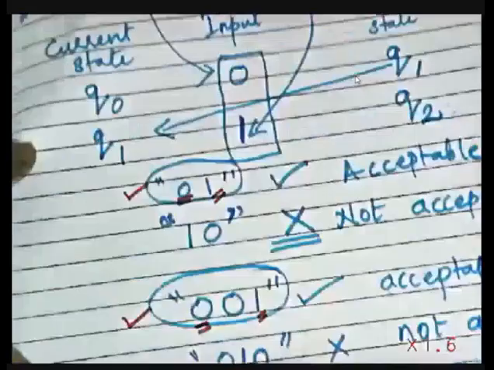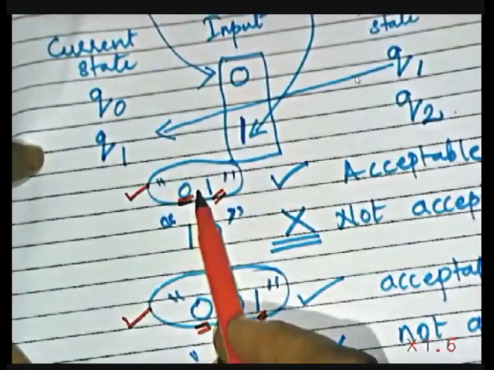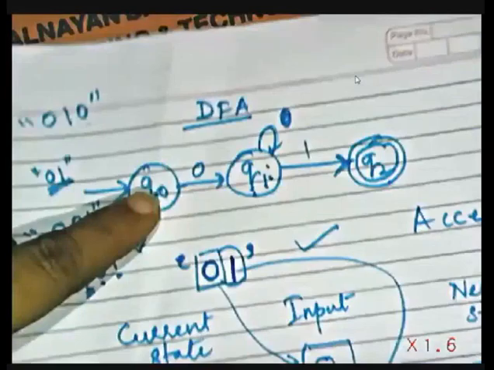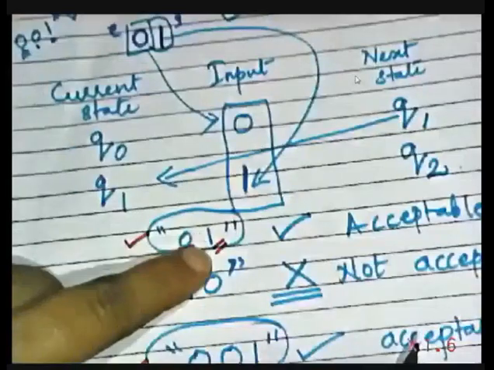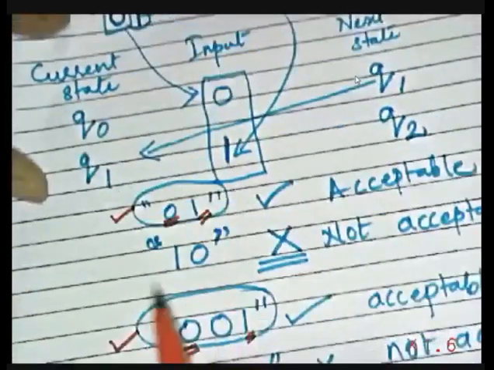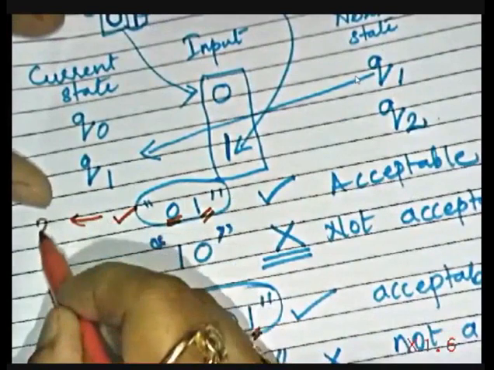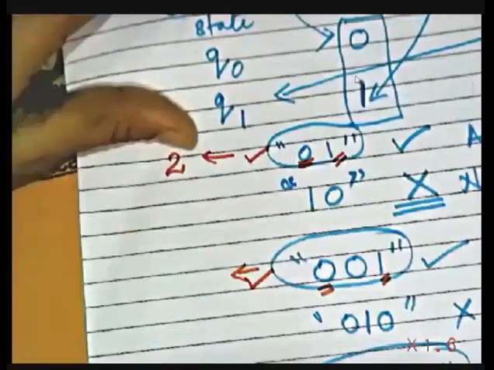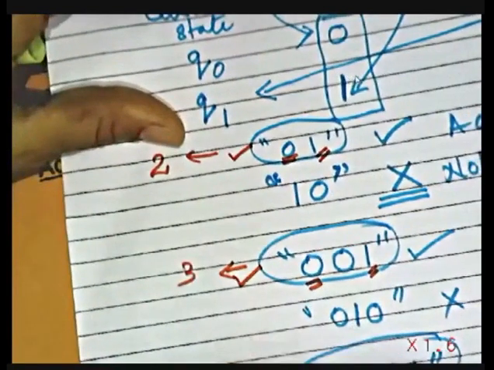You can observe here that the minimum size string acceptable by this finite automata was 0 1. Next size: what size of string is it having? 2. The length of this string is 2. Here the length is 3. Here the length is 4.